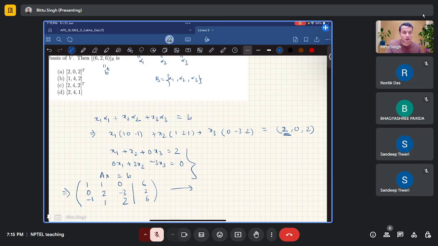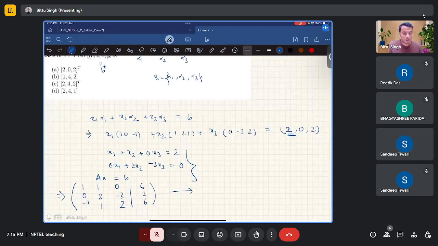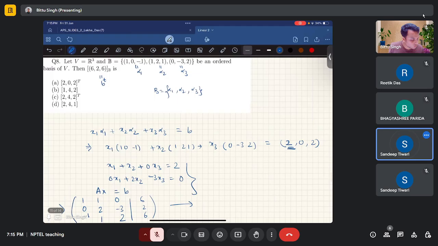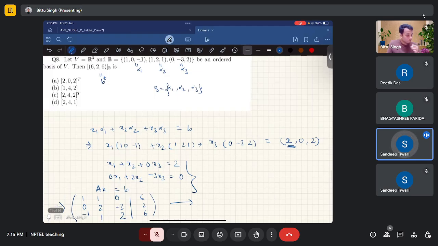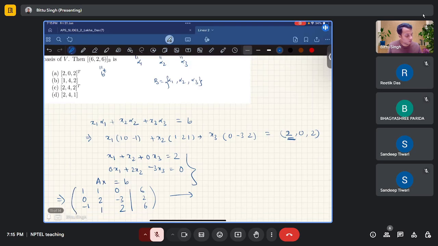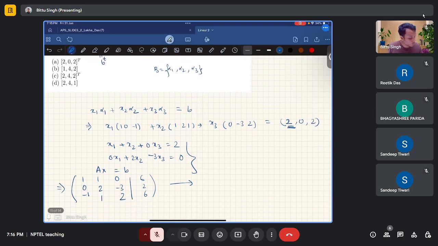Okay. You can discard (2, 0, 2), which is option A, by the options, but let me show the procedure for how to solve general problems. Let me solve it in the general way.